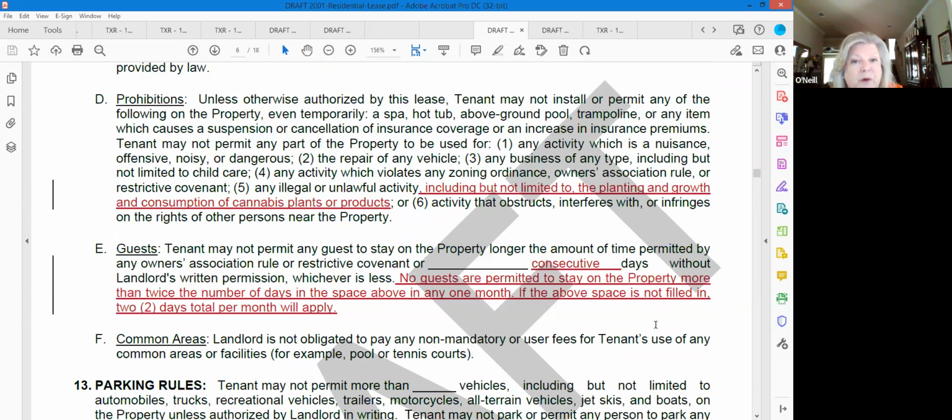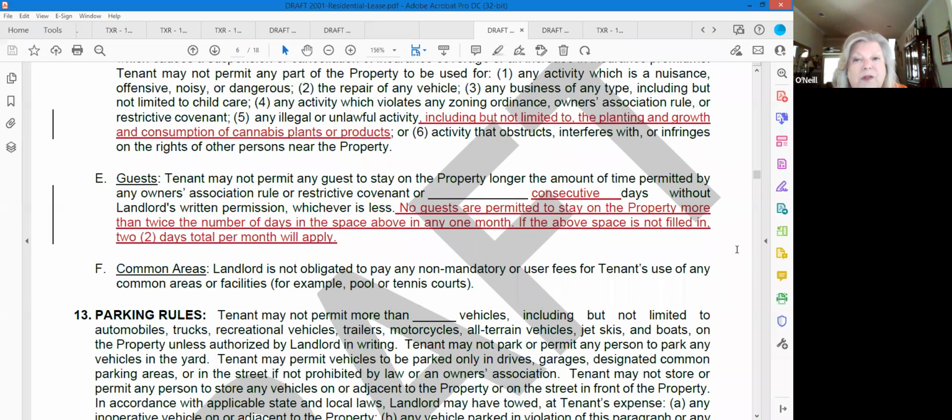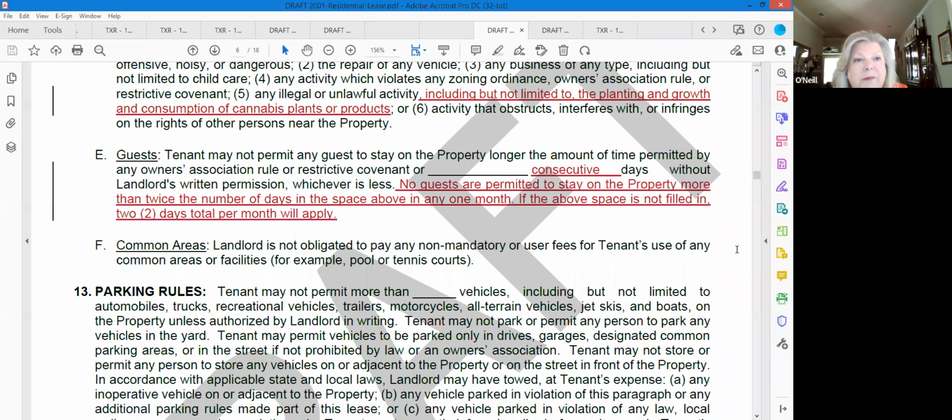The next one is prohibitions. Based on the property managers that we had, they needed to add in subparagraph 5, any illegal or unlawful activity. Then they had to clarify, including but not limited to the planting and growth and consumption of cannabis plants or products, so that landlords' rights are in writing and the tenant knows that they have to abide by them or be in breach.